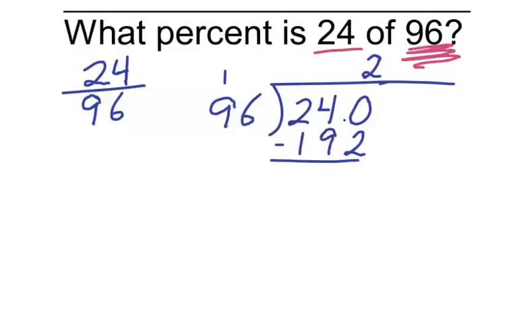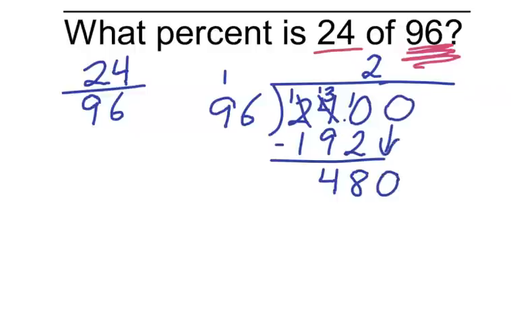So let's subtract that. Well, we can't subtract from 0, so we're going to have to borrow from the 4 and make it a 3. This becomes a 10. 10 minus 2 is 8. Can't take 9 away from 3, so we're going to have to borrow here. So we have 13 minus 9. 13 minus 9 is 4. And then 1 minus 1 is 0. So we're going to add another 0 here, bring it down. How many times does 96 go into 480? Well, it happens to be that it goes into it exactly 5 times. 6 times 5 is 30.